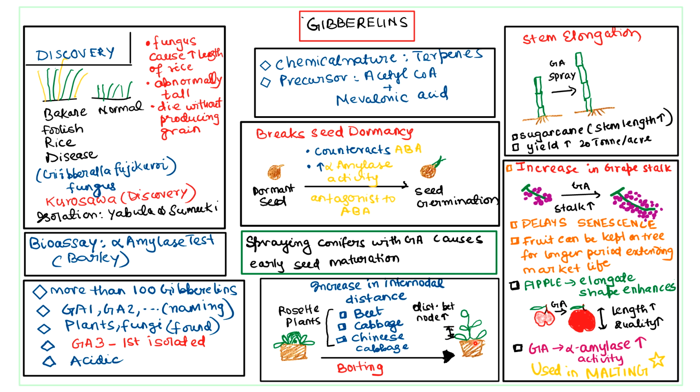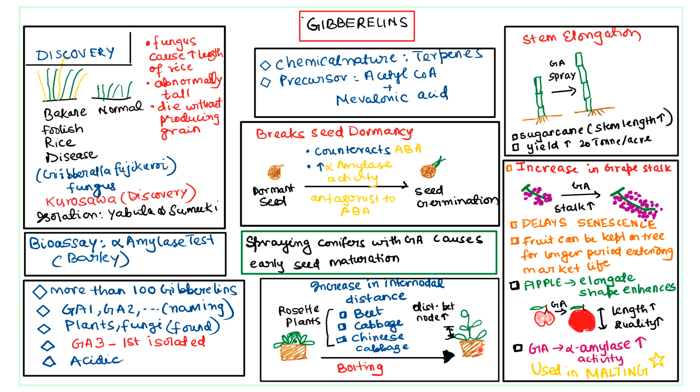Because the internodal distance was less, they were tightly packed and looked like a rose, and were termed rosette plants. When you apply gibberellic acid, the distance between the nodes, or the internodal distance, which was initially very small, increases, and as a result the plant grows tall.